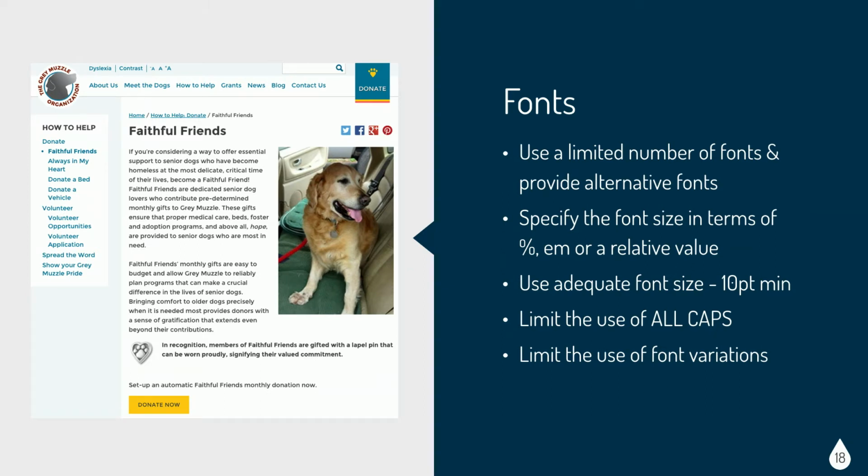So another consideration for fonts are specifying the font size in terms of percentages, ems, or relative values. That way, if you do have a person with low vision and they're going to use a tool to make their fonts bigger or smaller, then they can easily do that without it being too pixelated. And of course, use adequate font size, 10-point minimum. I would say like 14 px is kind of nice, but that might be a little bit too big for everyone.